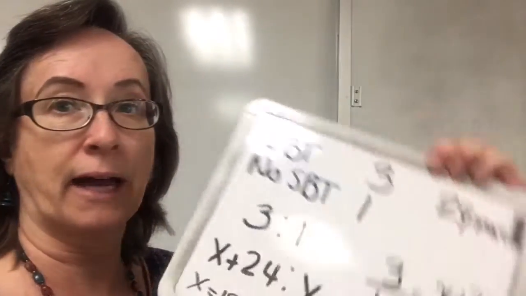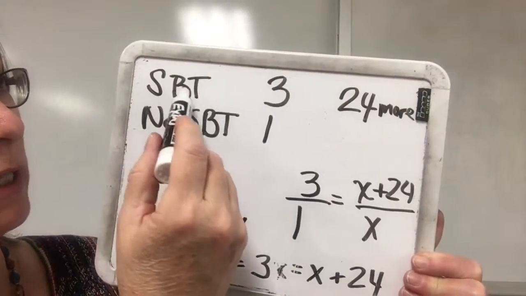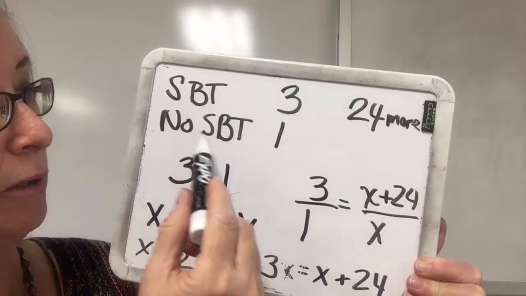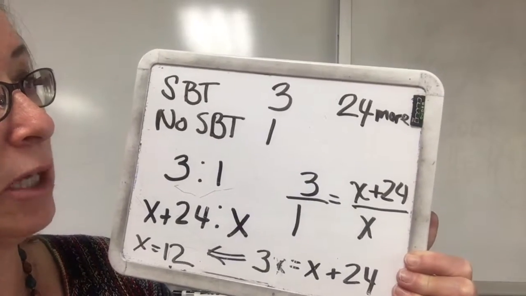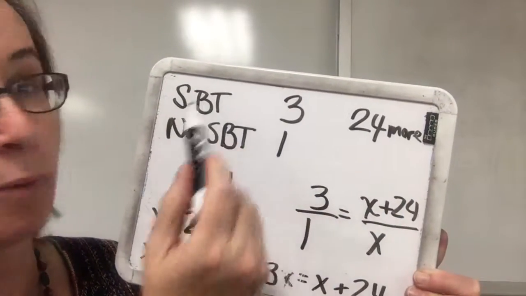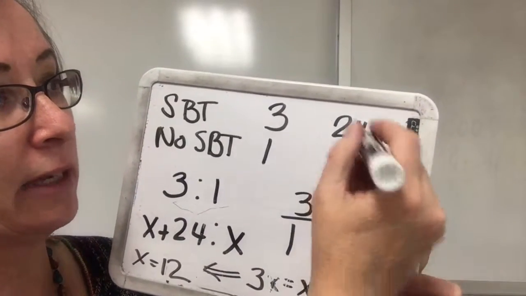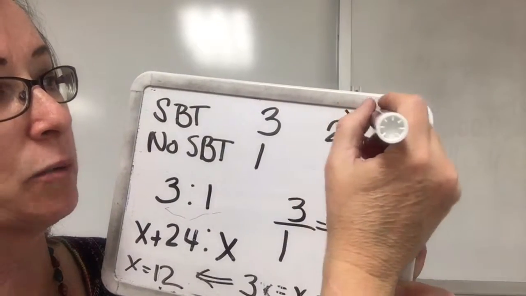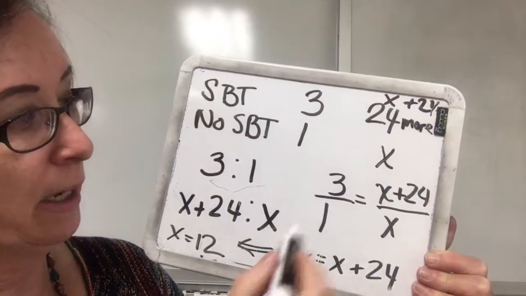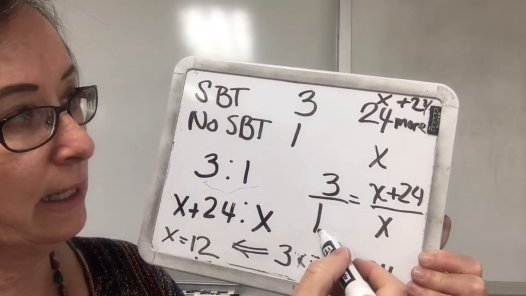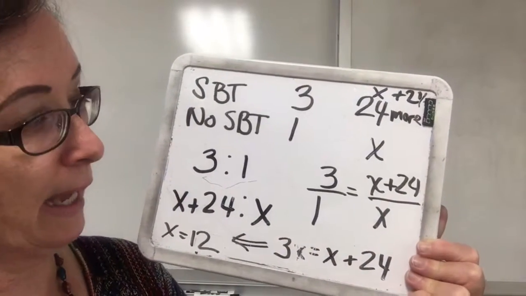Okay, so I've got our information here on our little board. Those that took a spring break trip to those who took no spring break trip were 3-to-1. But then they said 24 more took the spring break trip than did not. So if I call this x, then I can call the 24 more x plus 24. Then I can set up our proportion. The ratio is 3-to-1, and the ratio in numbers is x plus 24 over x.